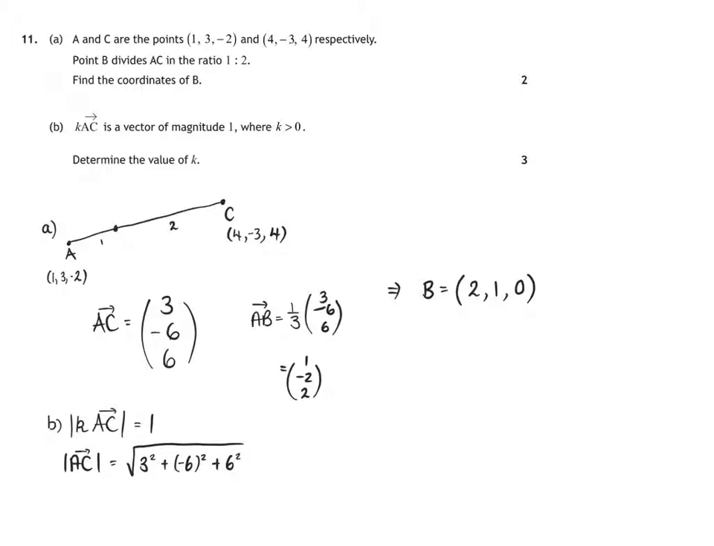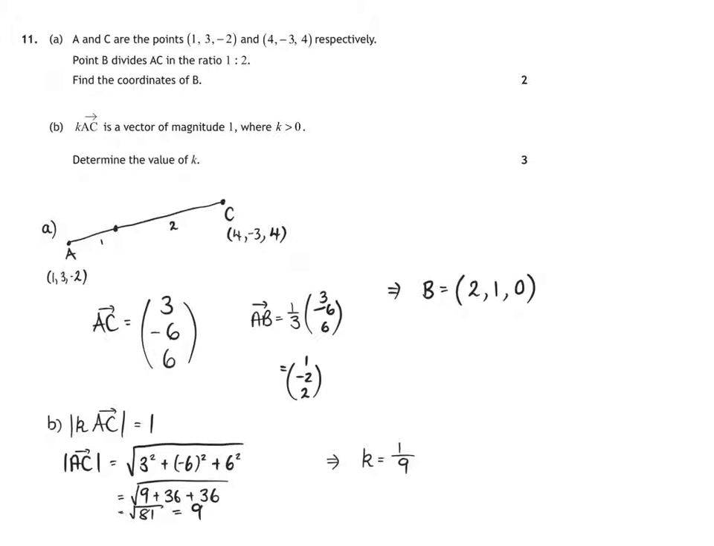Okay, so that gives us the square root of 9 plus 36 plus 36, remembering this is the non-calculator paper. So that gives us 36 and 36, those are 4 lots of 9, so that's 9 lots of 9, so the square root of 81, which is 9. If you need to do like a chimney sum or something like that, it's not a problem. Okay, so therefore k has to be equal to 1/9 to make that magnitude 1.